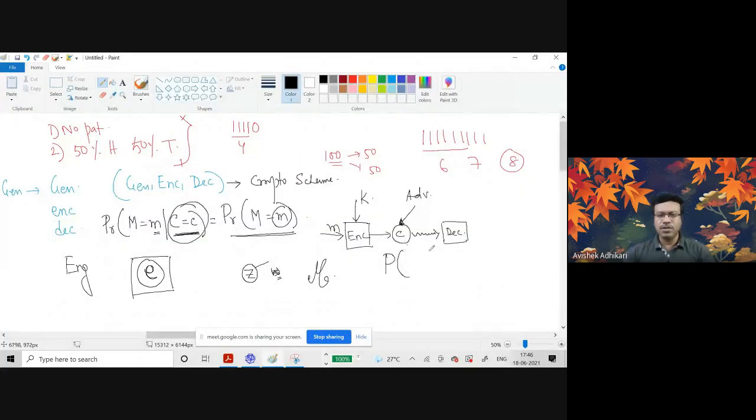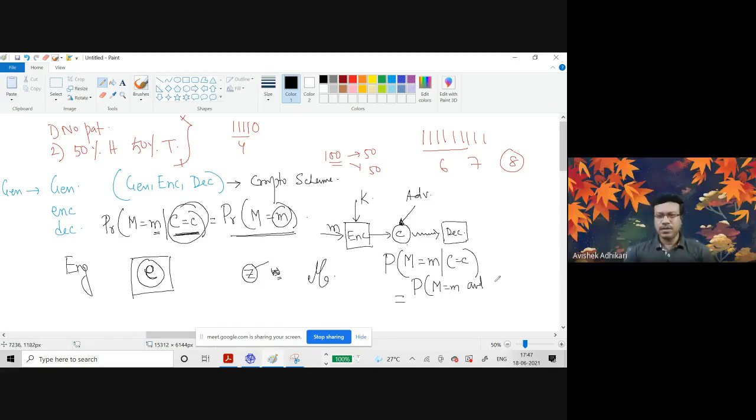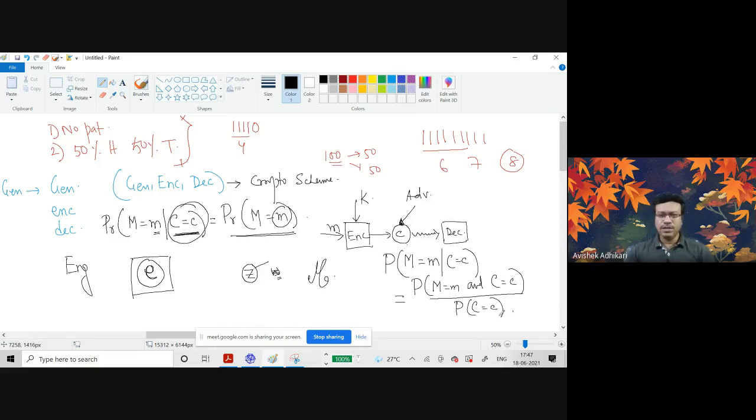Can anybody tell me how I can write this, M equal to M given C equal to C? How can I write it? Anybody? In terms of probability, joint distribution, something. So this is conditional. How can I write it? Probability of M is equal to M, yes, and C is equal to C, divided by the probability of C is equal to C. Very good. Now you can understand that unless this is non-zero, you cannot have division here.